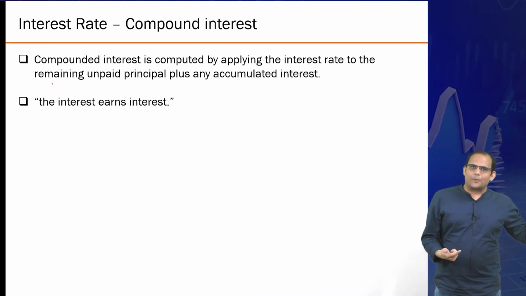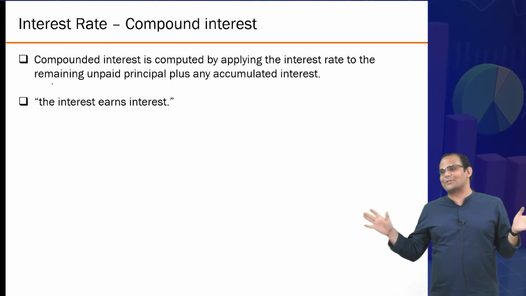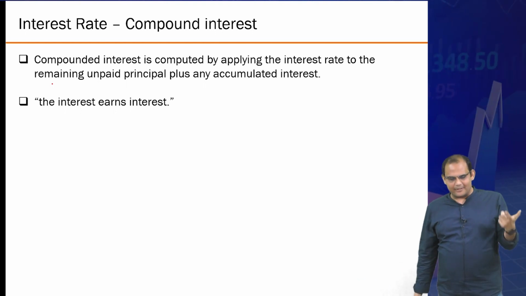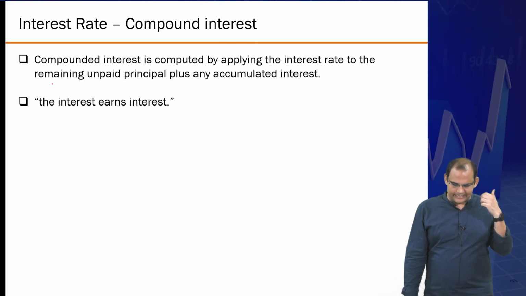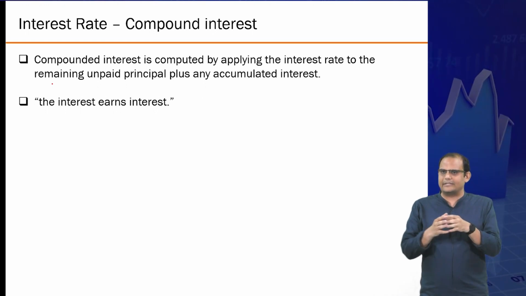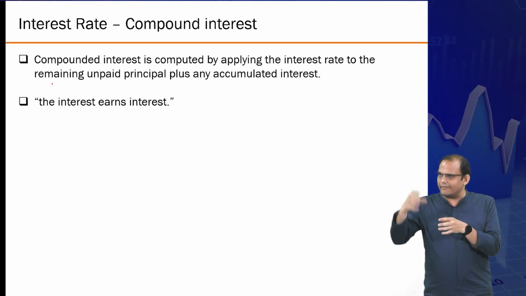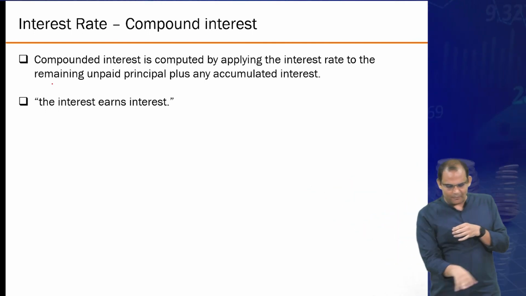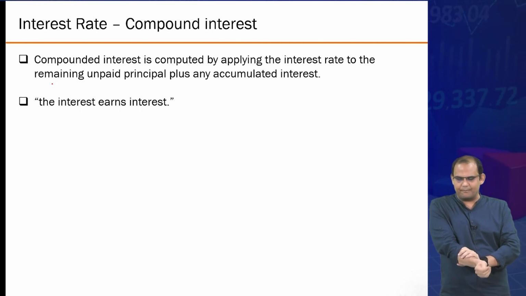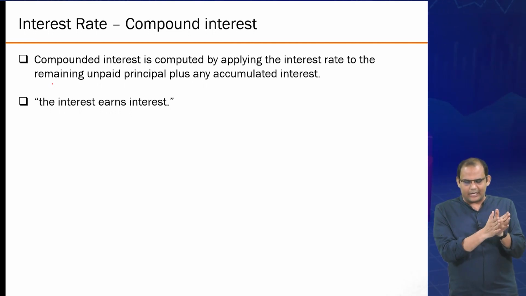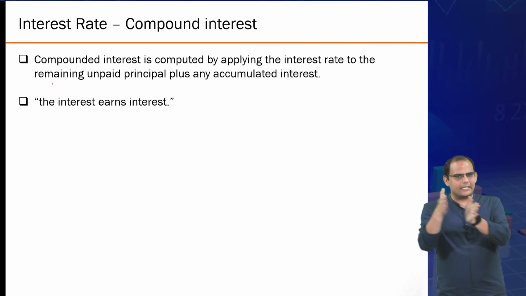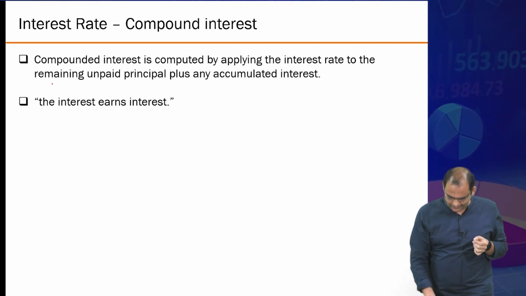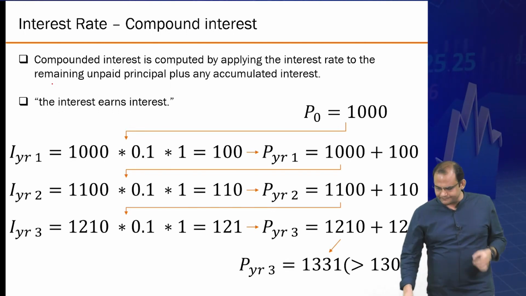Now, coming to the little bit more complicated and the most complicated concept of this course, compound interest. Okay. So compound interest, as some of you had pointed out earlier, is different from simple interest in a way that the interest also accumulates more interest if it is invested for another year, right? So the formal definition is that compounded interest is computed by applying the interest rate to the remaining unpaid principal plus the accumulated interest. In a sense, the interest also earns interest. I'll give you a very simple example.